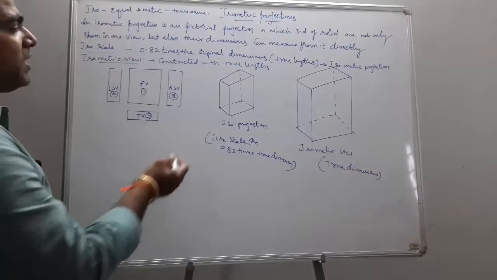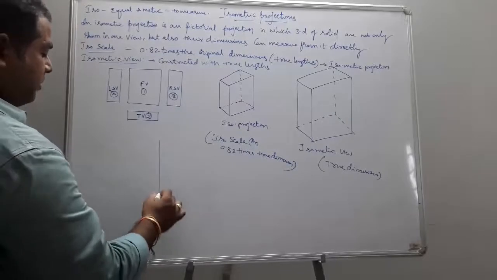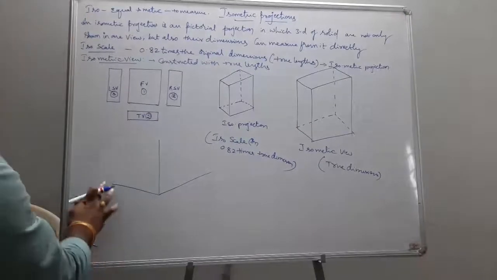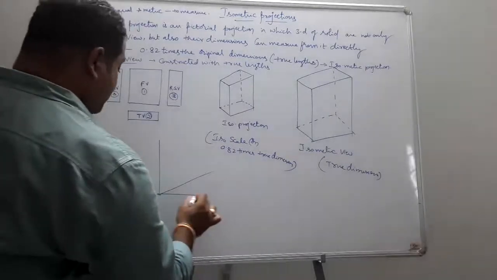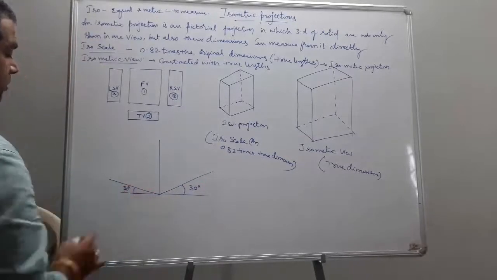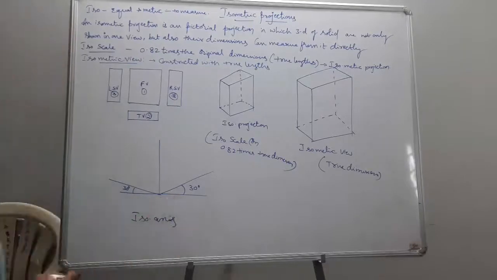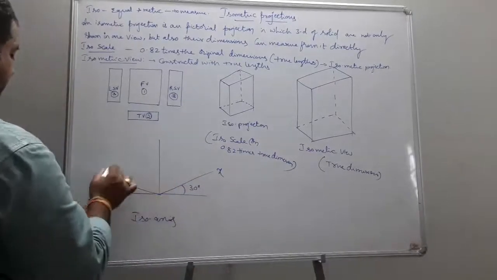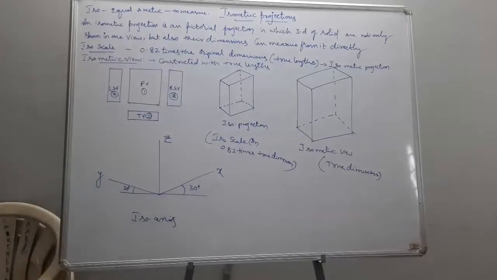First of all, how can we construct this isometric projection, sir? We have the isometric scale. First of all you have to remember what is meant by the isometric axes. When you consider the horizontal, this is 30 degrees, and this is also 30 degrees. These become the isometric axes. Let us consider this is x, this is y, and this is z. With the help of this we can construct the isometric axes.